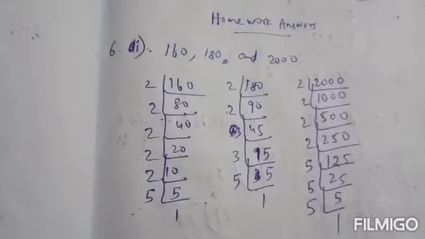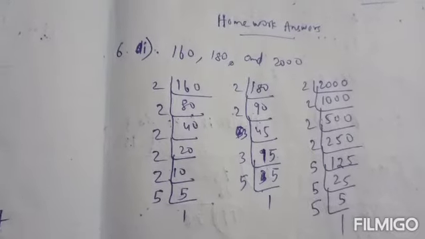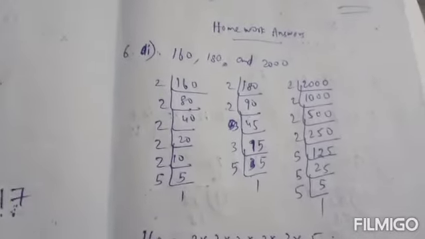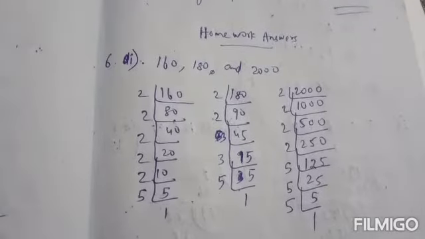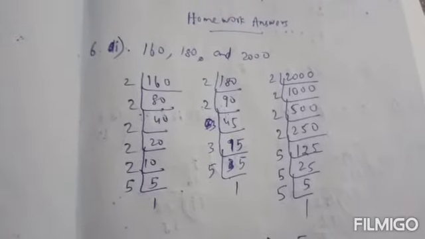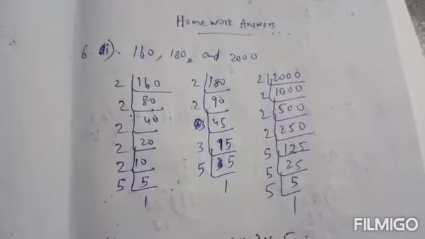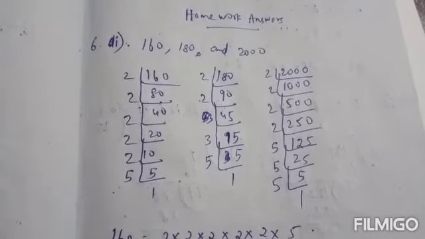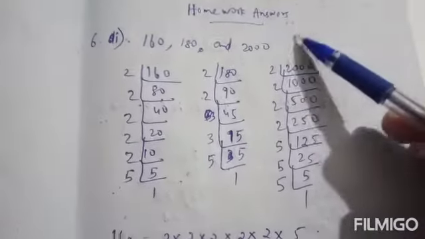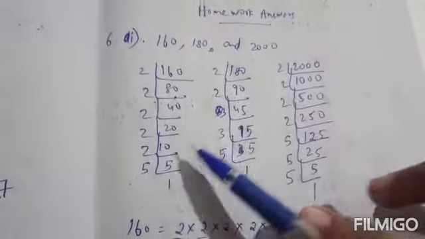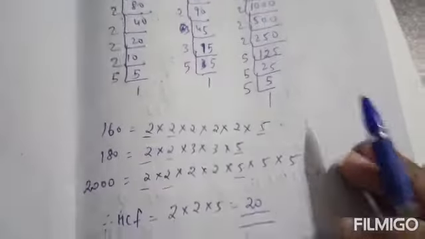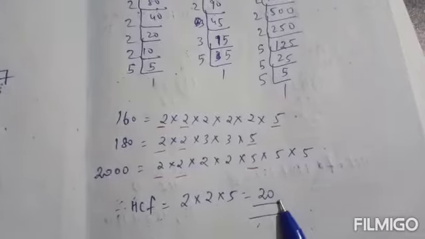So, we have been discussing chapter 8, factors and multiples, in exercise 8B. Okay, so let's discuss homework answers first. Sixth question, part I: find the HCF of 160, 180 and 2000. You can find it by the prime factor method. So, you will get the HCF 20.